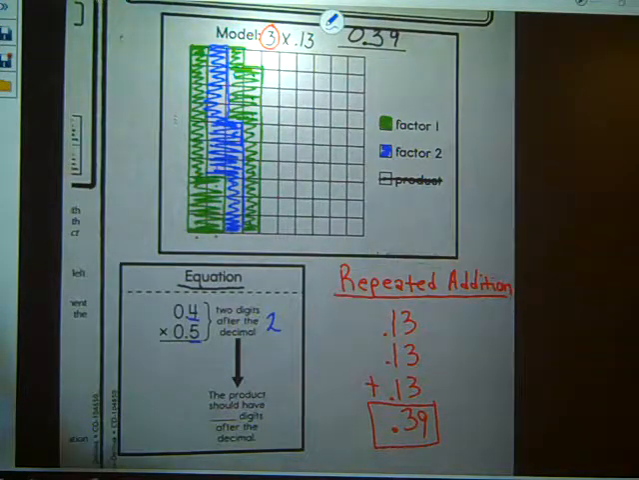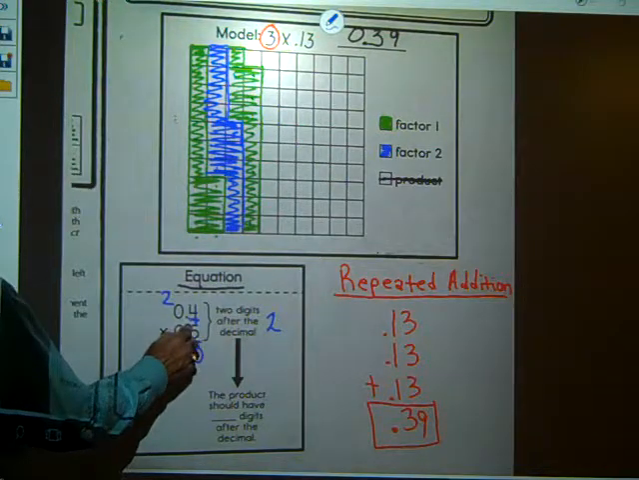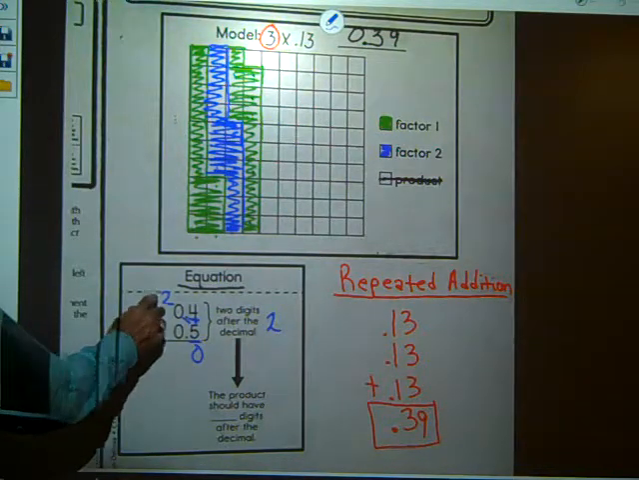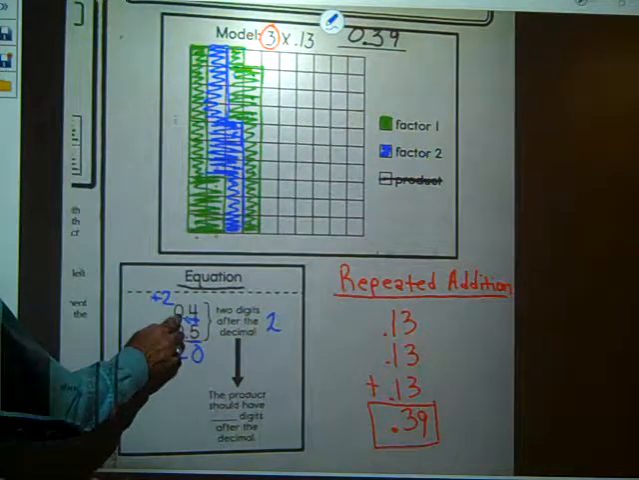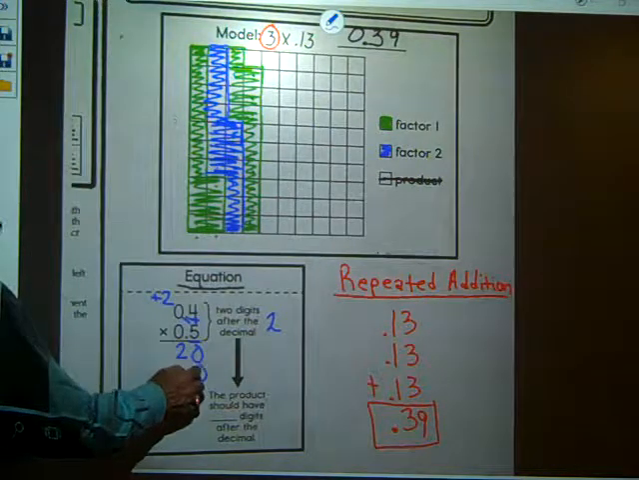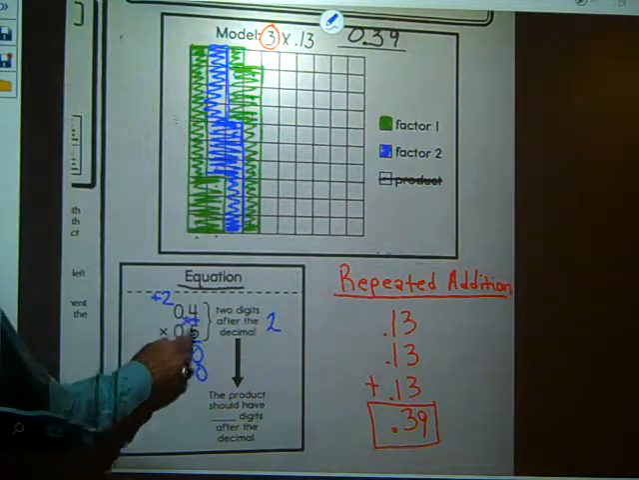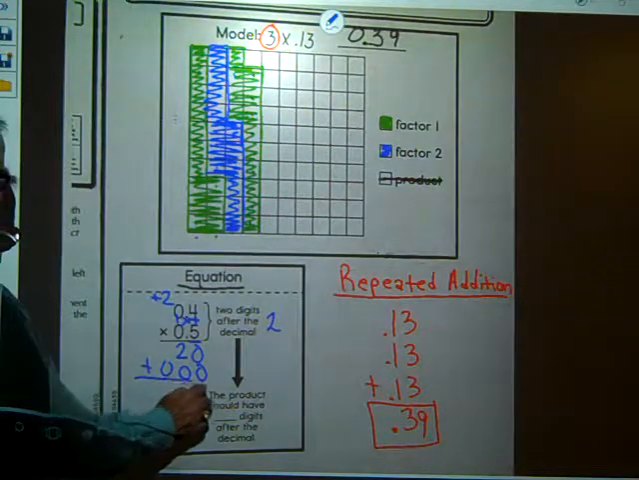Where would we start? 5 times 4, which is 20. And then 5 times 0 is 0. 0 plus 2 is 2. Okay, so I have a 0 at the end. 0 times 4, 0 times 0. Now we add them all up.